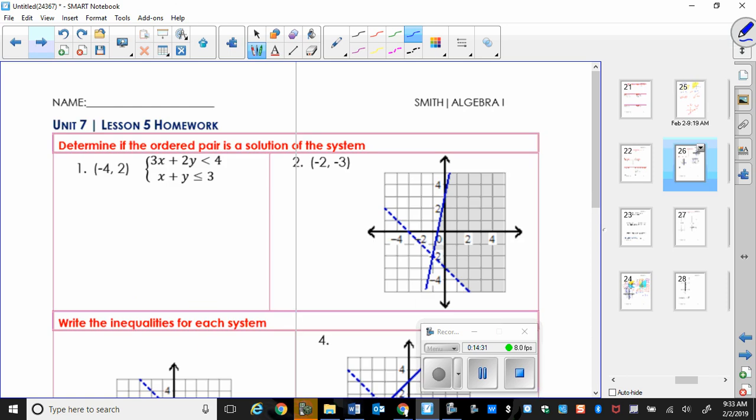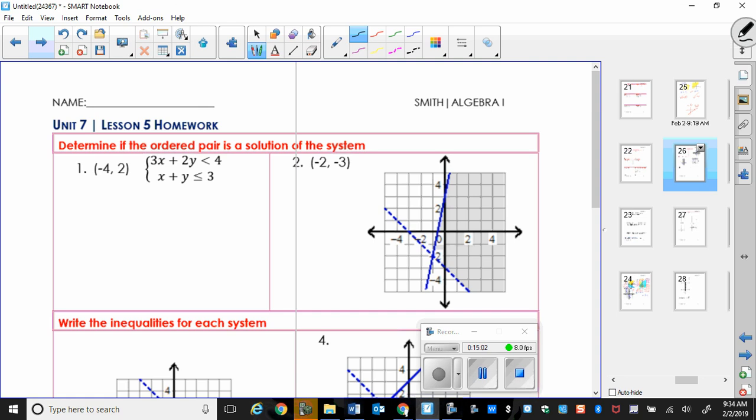Next, you do have the lesson 5 homework. So I'm just going to go through this homework with you. I want to talk about what you have here. The shading for this, the overlap of shading, is always your system, I mean your solution.